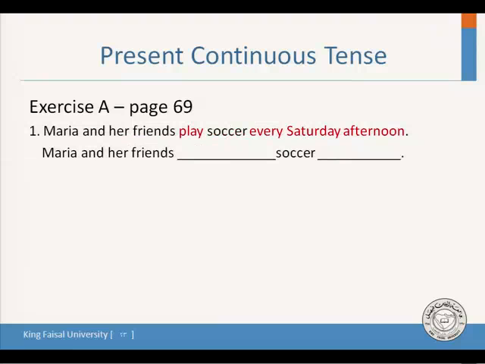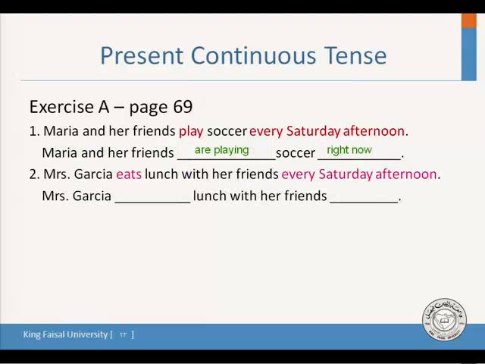Number 1, Maria and her friends play soccer every Saturday afternoon. Every Saturday. This Saturday, next Saturday, last Saturday. It's a habit. Maria and her friends now. What are they doing now? They are playing soccer when? Right now.